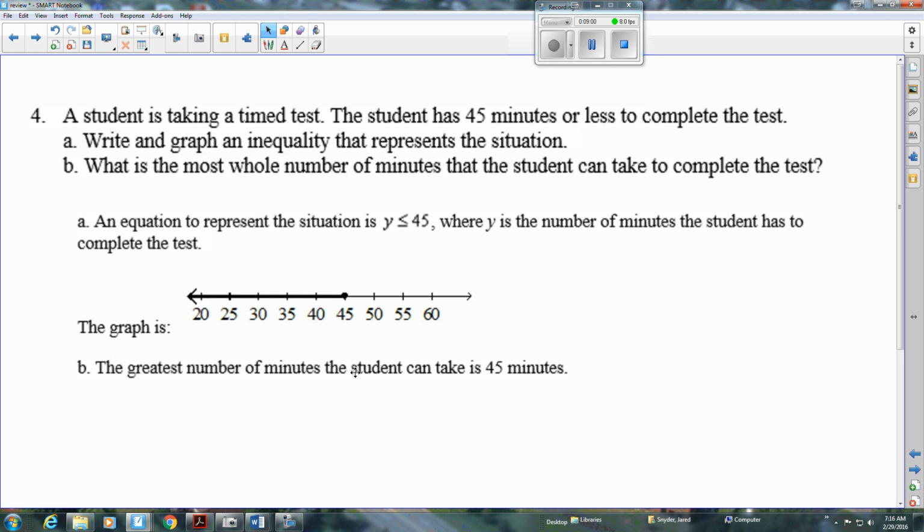A student is taking a timed test. The student has 45 minutes or less to complete the test. Write and graph an inequality to represent the situation. What is the most whole number of minutes that a student can take to complete the test? An inequality to represent the situation is y is less than or equal to 45, because the student can take at most 45 minutes to complete the test. And then the way you would graph that is you do 45, closed circle, because we would include that 45, and down. The greatest number of minutes the student can take on the test is 45 minutes.